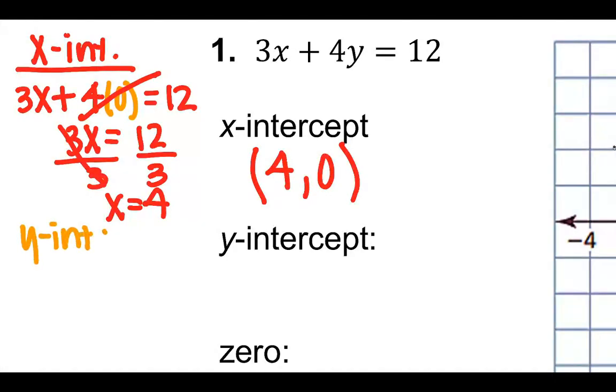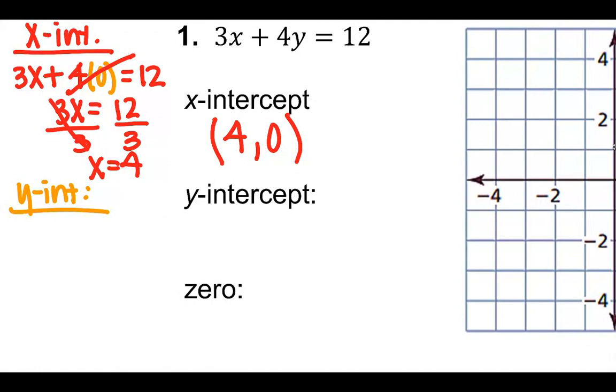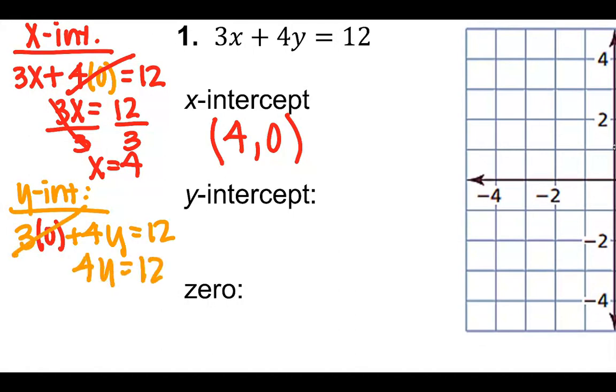The y-intercept is the opposite. I'm plugging in 0 for x and solving for y. So I've got 3. I'm going to plug in 0 for x, and then I'm going to solve for y. 3 times 0 is 0, so I'm left with 4y equals 12. Divide everything by 4, and I've got 12 over 4.